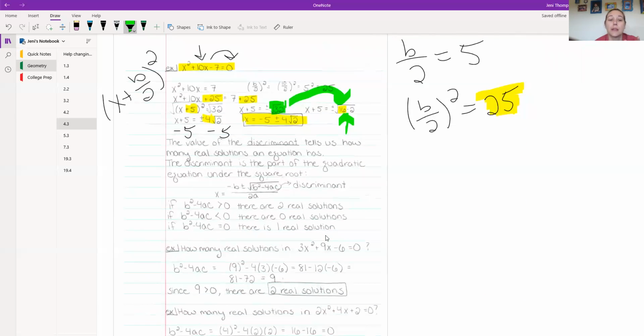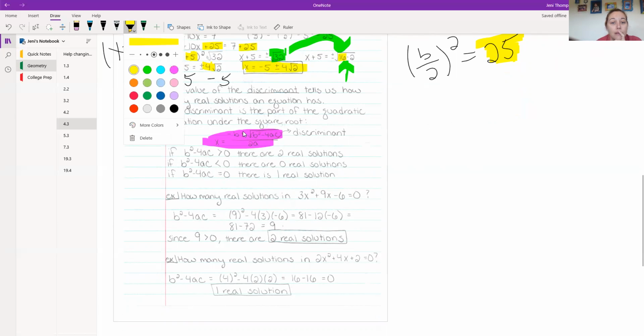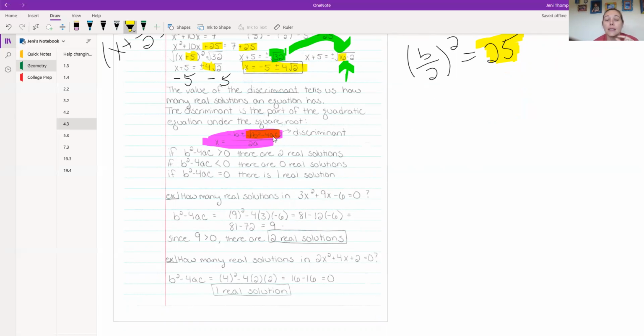Okay, let's talk about the discriminant real quick. So here's the quadratic formula, right? X equals negative b plus or minus the square root of b squared minus 4ac all over 2a. Well, this component here, I wonder what this does. Oh, okay, it makes it orange. That's cool. Okay, so this piece that's under the square root sign, that's an important piece of the quadratic formula. It's called the discriminant. The discriminant tells us how many real solutions an equation has.